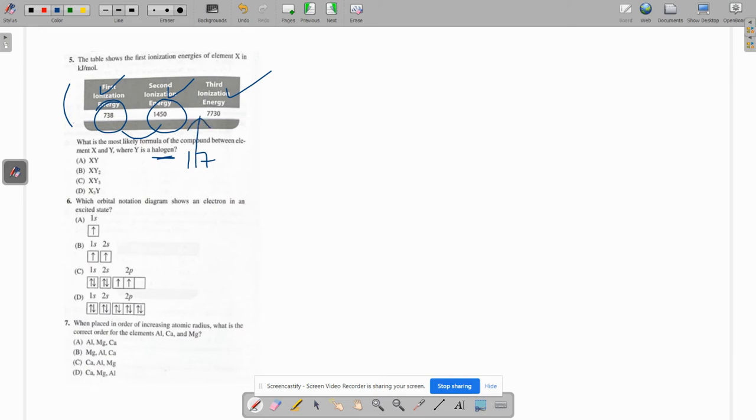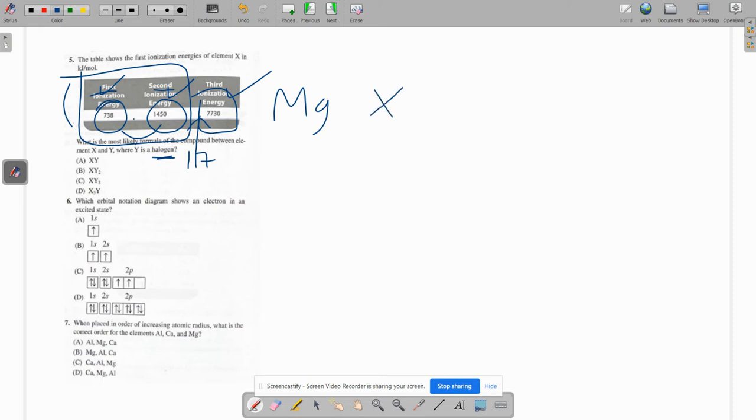So what that implies to me is that this element X has two valence electrons. Two valence electrons, and then when you try to pull out the third, this one right here, that's why it takes so much energy, because it's in the energy level closer to the nucleus. So long story short, this is something like magnesium, you could say, or any metal that has two valence electrons.